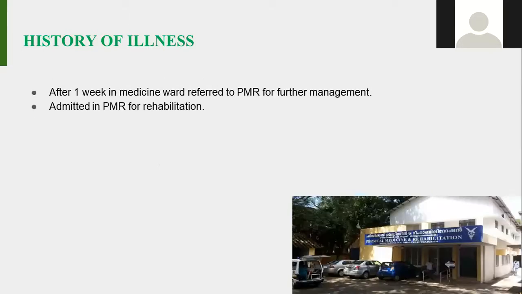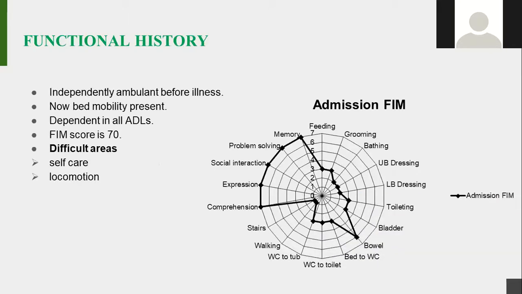So after 1 week in the medicine ward, he was referred to PMR for further management, and he was admitted here for rehabilitation. So this is the history. When he presented to us, his functional status, before the illness, he was completely independent in all his activities of daily living. But after the illness, he had only bed mobility, and he was dependent in all of his activities of daily living. And his functional independence measure score comes to 70. You can see that he is very much dependent in his self-care activities like feeding, grooming, bathing, dressing, toileting, and also in transfers and ambulation, he is very much dependent on his caretaker.